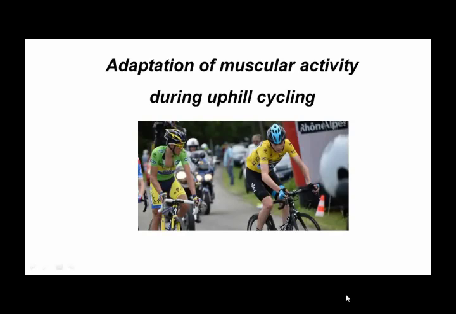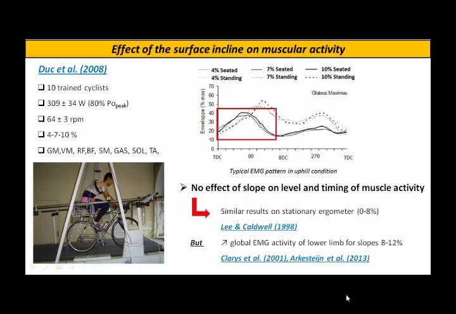During climbing, cyclists must overcome the force of gravity due to the change of the slope, and can adopt a standing position to climb. In the past, we observed no change of EMG activity level when cyclists rode on the treadmill inclined up to 10%. Similar results were reported by Leon Caldwell, but two studies have observed an increase in global activation of the lower limb for higher slopes.